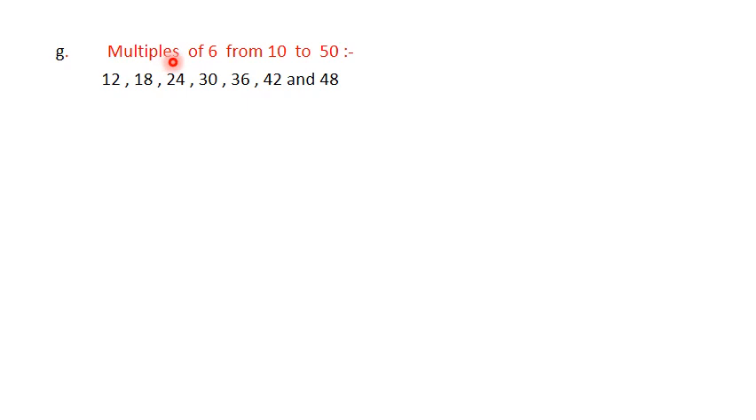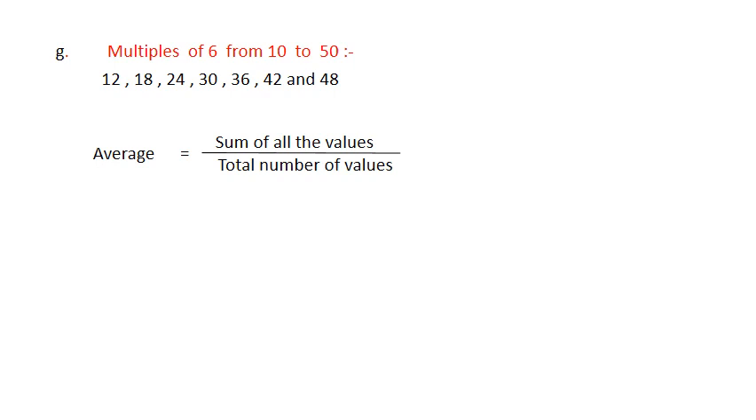Student, you understood how to write down the multiples of 6 from 10 to 50. Multiples of 6 means the table of 6. You have to write down from 10 to 50 only. So we have started from 12 and we have ended at 48. Now we have to proceed as usual. First we write down the formula, then substitute, do the addition, division and then the final answer. So write down, student, come on, start doing. Average is equal to the sum of all the values divided by the total number of values.